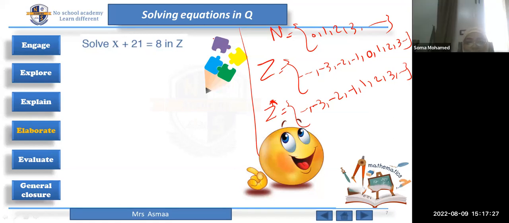Who's first? Where are the answers? Yes, Saja. Check your answer. Revise your answer. Not for everyone. Which is equal to what? You don't have a calculator, Jana, to get the final answer? X equals what?